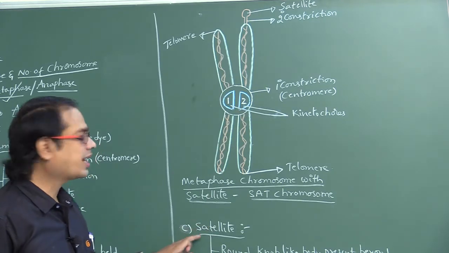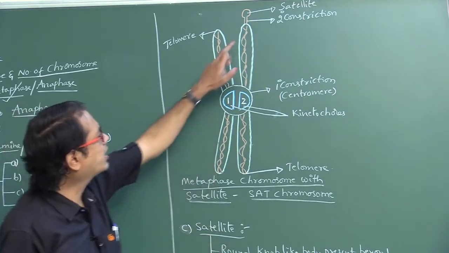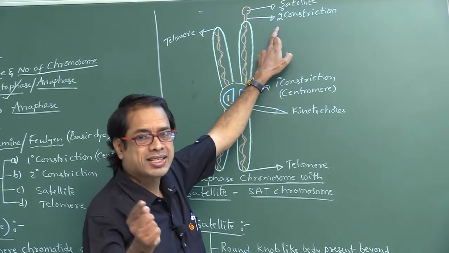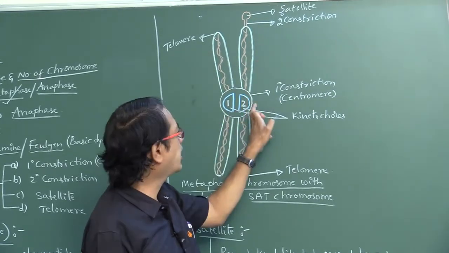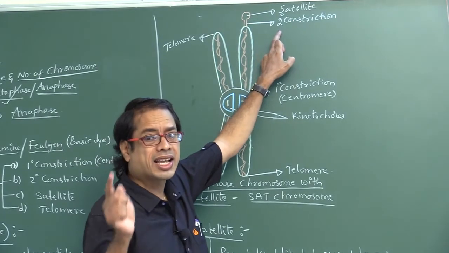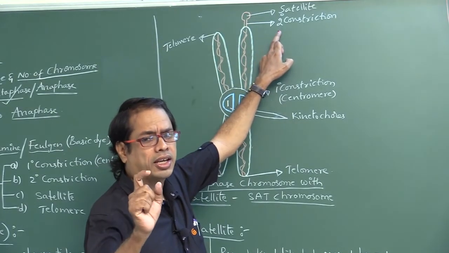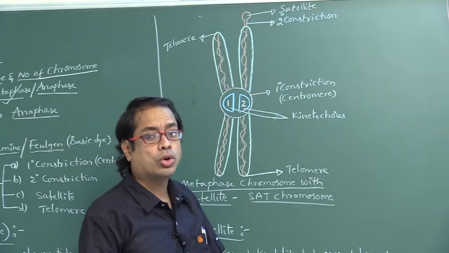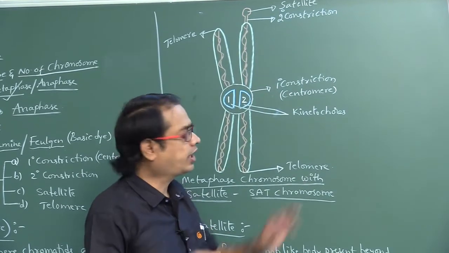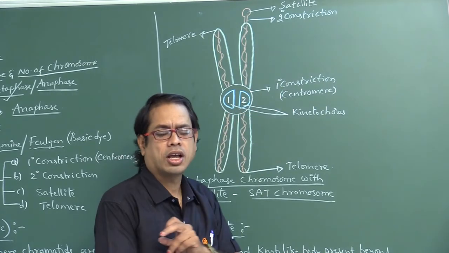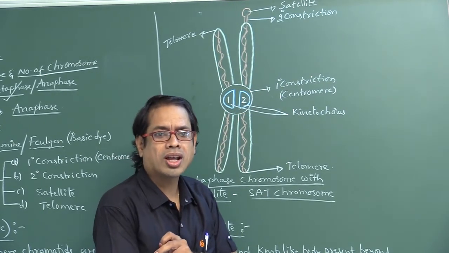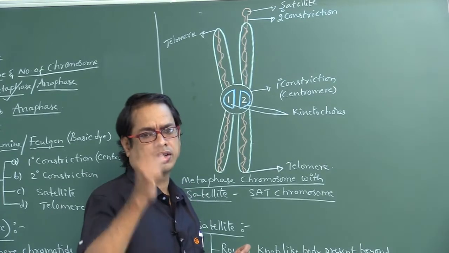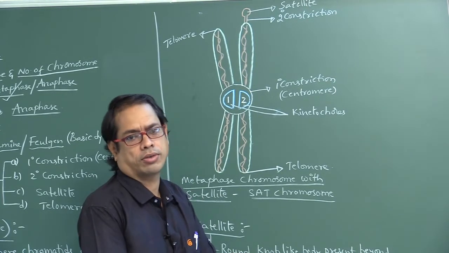Next part, satellite. What is secondary constriction? Other than primary constriction is called secondary constriction. Certain secondary constrictions are useful to produce nucleoli. That's why the secondary constriction is called the nucleolar organizer or nucleolar organizing region, shortly called NOR.